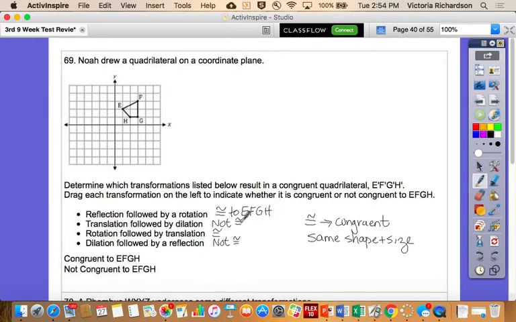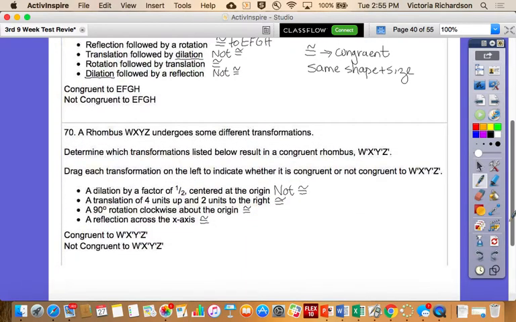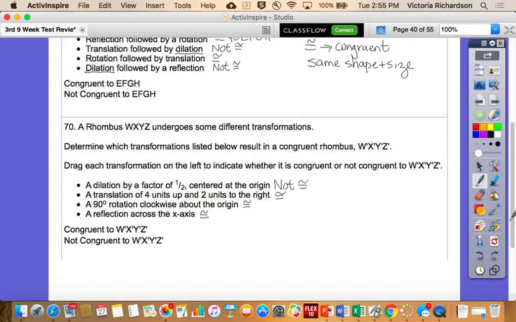Anytime you have a dilation, it's not going to be congruent. Rotation followed by translation, yes, still congruent. And once again, on the last one, since we have a dilation, it's going to be not congruent. Anytime you have a dilation, your size is going to change, so it would no longer be congruent. Same thing here. There's a dilation here, and the rest of them do not have dilation, so they are all congruent.